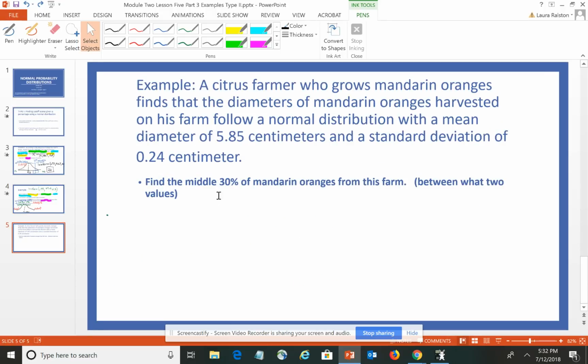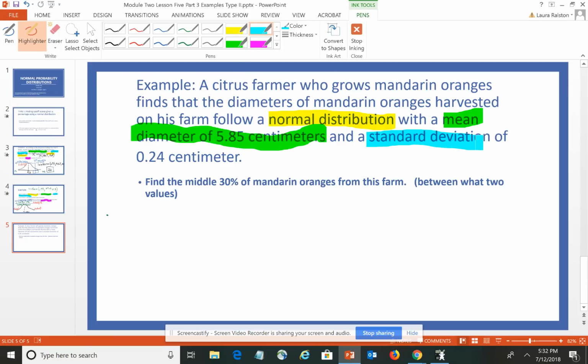Okay, I want to see if I can set up the second one, this last one for you. I don't know if I'll have time to finish it for you. Okay, we've got a citrus farmer. They tell us it is a normal distribution. They tell us that the mean diameter of the mandarin oranges is 5.85 centimeters, and the standard deviation is 0.24 centimeters. This one's a little bit different because it's asking you about the middle 30%.